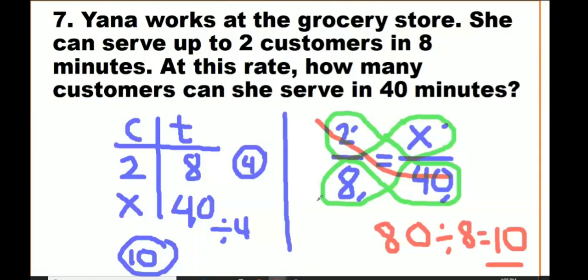So there are 10 customers in 40 minutes. That's it. So it's up for you to decide which is easier, the table method or the butterfly method.